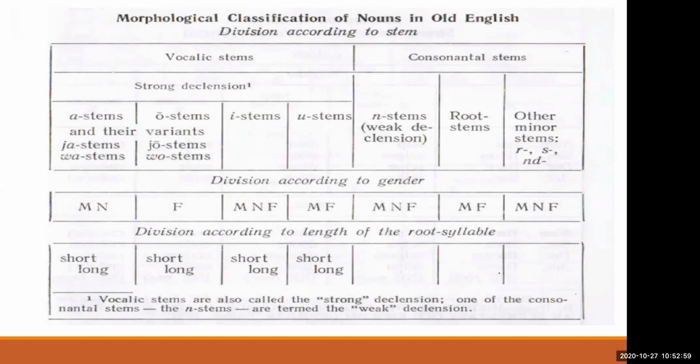Well, we will not focus on the other variants of the strong declension and weak declension, that is ya stem, yo stem, wa stem, wo stem declension. It's not important for us. Another unimportant one is root stems declension and other minor stem declensions, because we are going to read and speak in the Old English period. It's enough for us to know that the Old English nouns are subdivided into strong declension and weak declension.